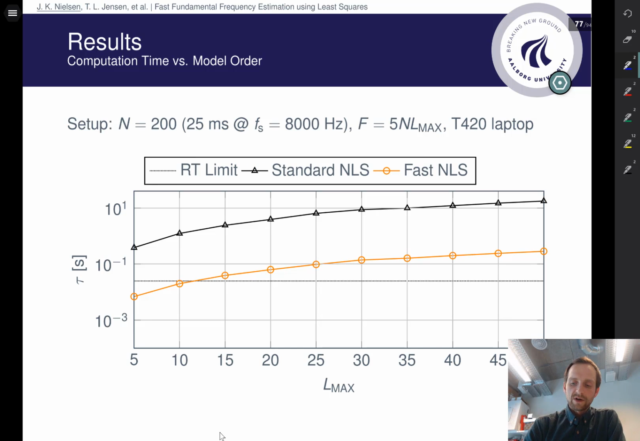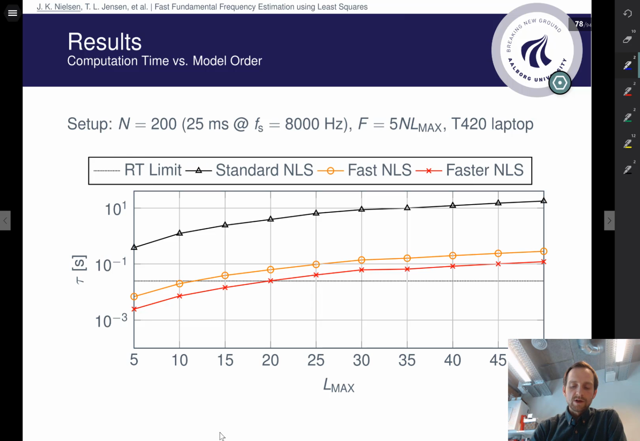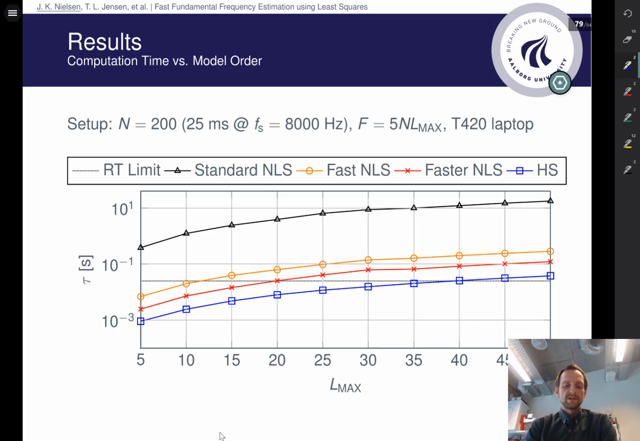Here we have the fast NLS, so this is when we run both the data independent step and the data dependent step. And if we only run the data dependent step, you can see the complexity goes down. You can also see that we can actually run this in real time for a maximum candidate model order of up to 20. And this is then the harmonic summation method. This is a bit faster than the NLS, even though they have the same order of complexity.